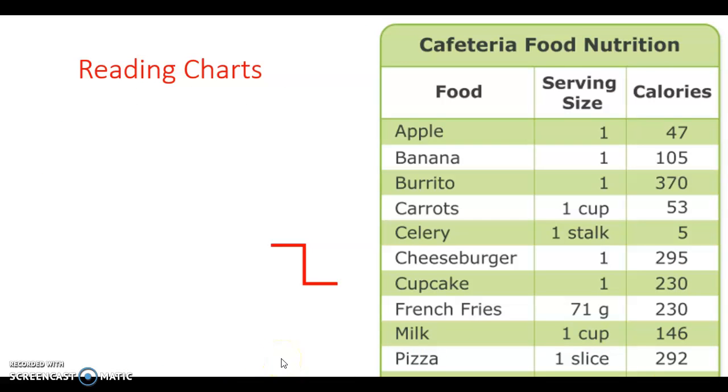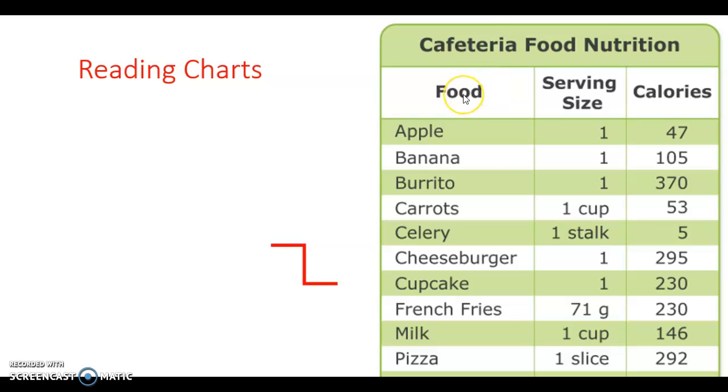All right, friends, it's also important that we take some time when we have to solve a problem that might have a chart or a table like you see on the right-hand side. So first I want to look at the title of my chart, Cafeteria Food Nutrition. Now I want to look at the columns.